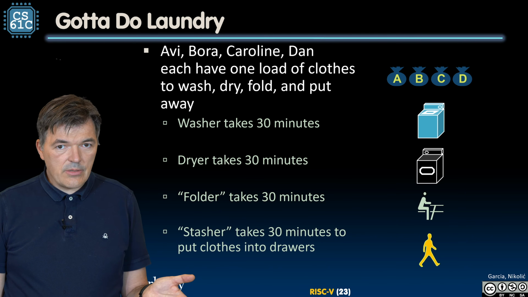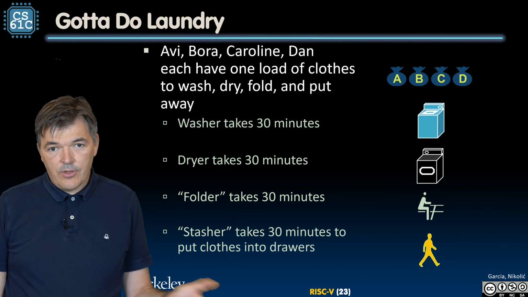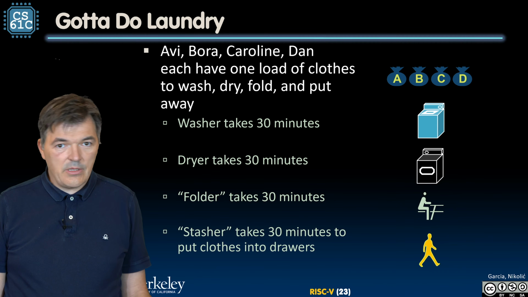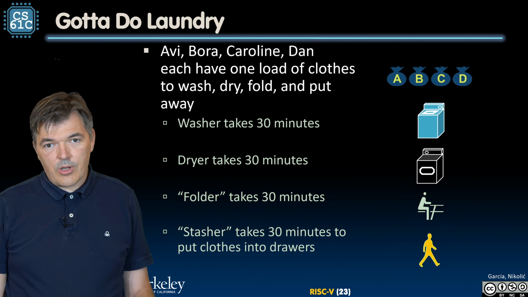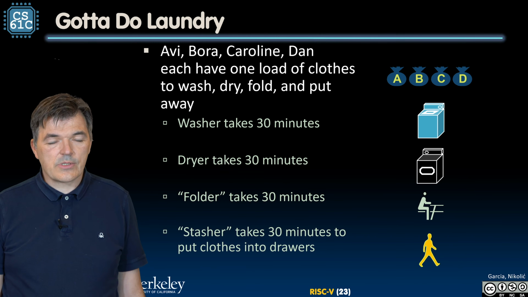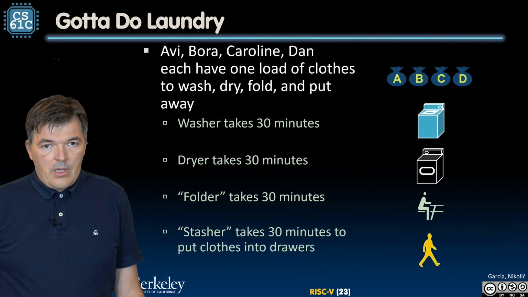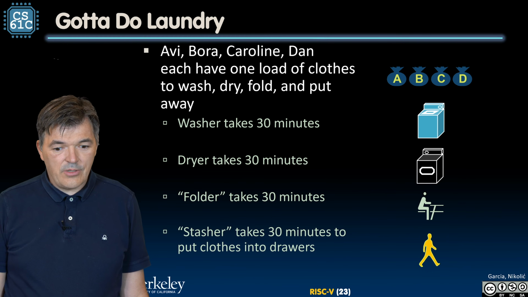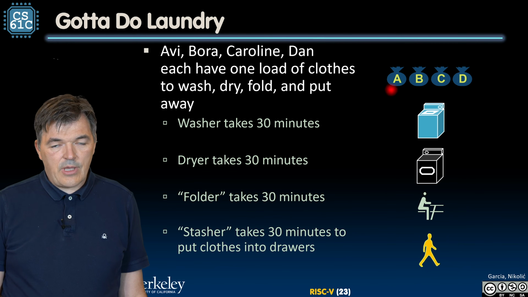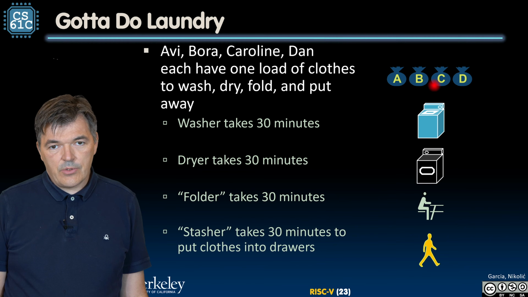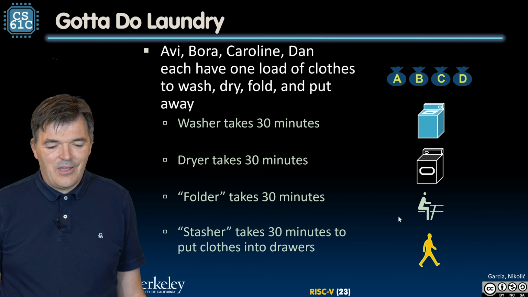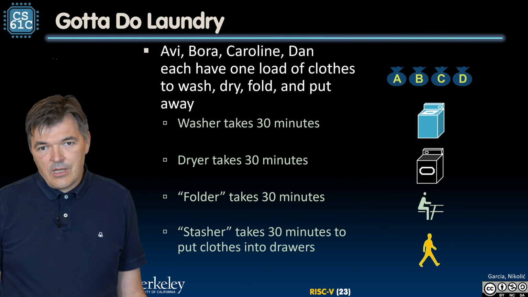So the washer takes 30 minutes, the dryer takes 30 minutes, folding takes 30 minutes because it's kind of a tight space in there, and then stashing takes 30 minutes because we need to walk our laundry back to our rooms. Since there are 4 of us that need to do our laundry, we have 4 tasks: A for Avi, B for Bora, C for Caroline, and D for Dan. So let's see how we could do that.